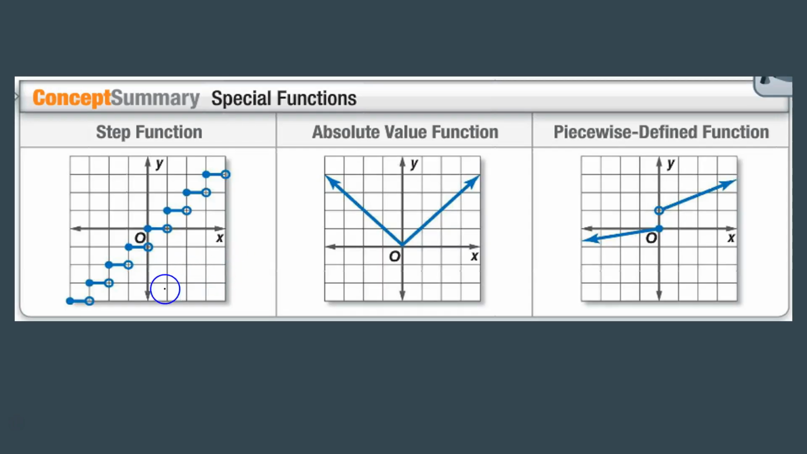And here's just a picture of the different kinds of functions. We talked about the step functions, absolute value functions, and piecewise functions are, just as it sounds, it has pieces to it. So here's one part of the function, the other function is here. But notice this dot is closed, and this one's an open dot, just like the step function. So keep that in mind.